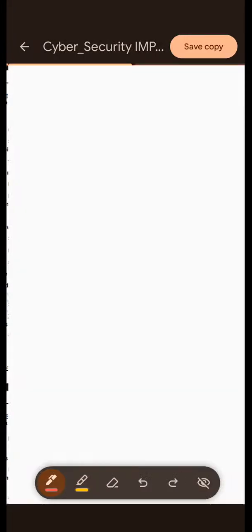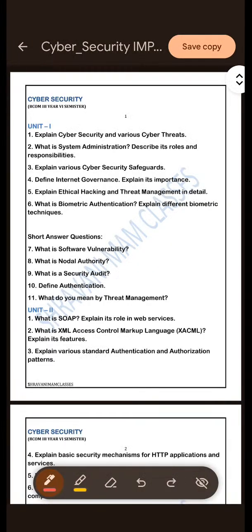Actually, we have all the basic concepts of cyber security, right? So, explain cyber security and cyber threats. First of all, what is security? What is cyber security? It is a practice of protecting computers, not only computers, any networks and data from unauthorized access or any attacks also. So this is what you have to explain, only the definition.